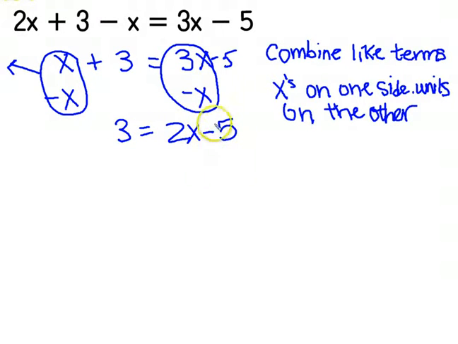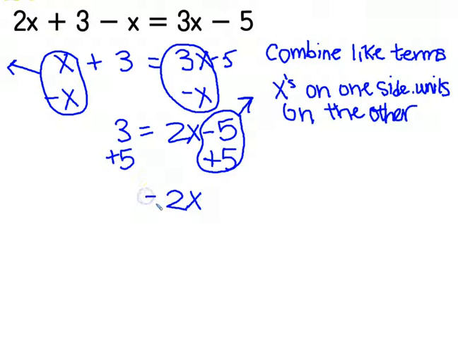So let's go ahead and move these units. How are we going to get rid of these 5 negative units? Well, we're going to add 5 positive units, and we have to do the same thing to both sides because it's an equation. We have to keep balanced. So these negative 5 units cancel out with the positive 5 units, super convenient, leaving 2 x's on this side. Okay? And then on this side, we have 3 units with 5 positive units, leaving us with 8 total units over here. Okay?